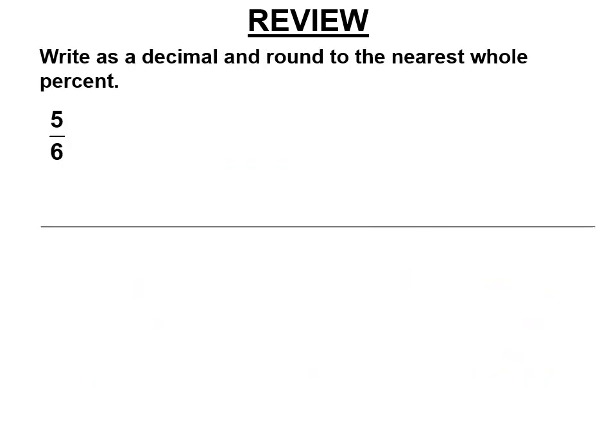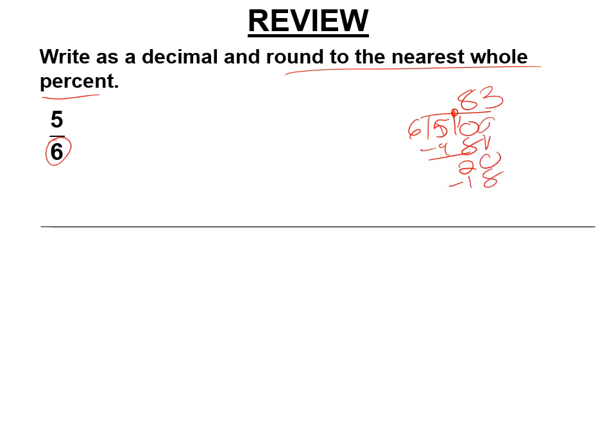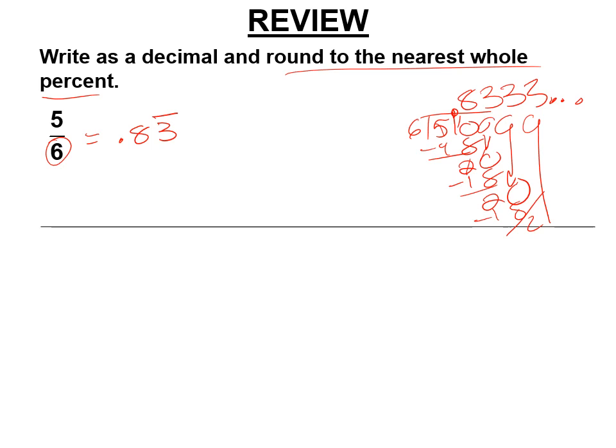All right, so now it says round to the nearest whole percent. That's a dead giveaway that this is going to be a repeating decimal. And also that you have a 6 down there should give it away. We've done 5/6 before. 6 times 8 is 48. Remainder 2, bring down a 0. 6 into 20, 3 times 6 is 18. Remainder 2, bring down a 0. 6 into 20, 3 times 6 is 18. Remainder 2, and we get 3's forever. All right, so the decimal is 0.8 with 3 repeating.